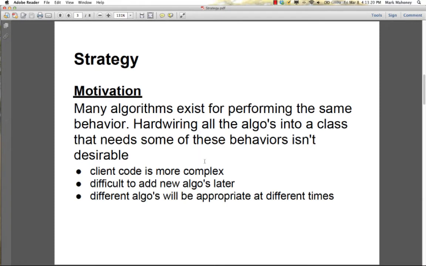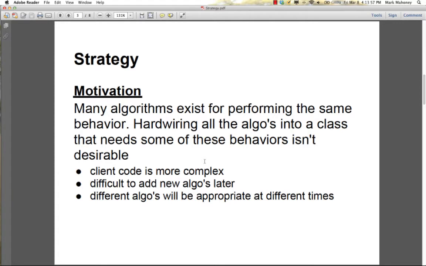Okay, so the motivation. Many algorithms exist for performing the same behavior. Hardwiring all these algorithms into a class that needs some of the behaviors isn't desirable. Why? Well, the client code becomes more complex. The client, the people who are using your class, might be overwhelmed by all the different options they have and how something's implemented. For the area under the curve problem, you might have a find area with boxes, find area with triangles, find area with circles. All those little methods just add complexity to the problem.